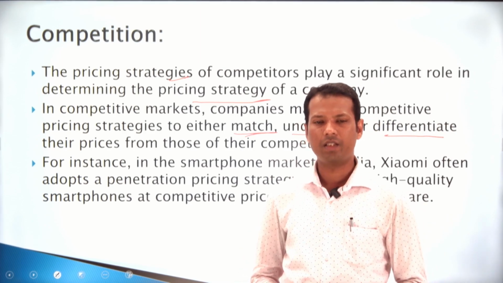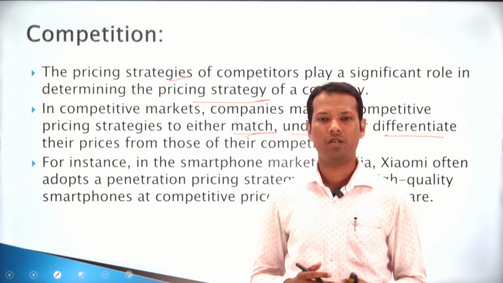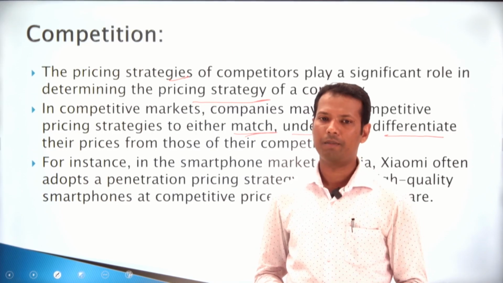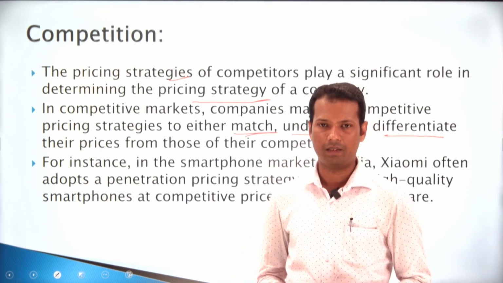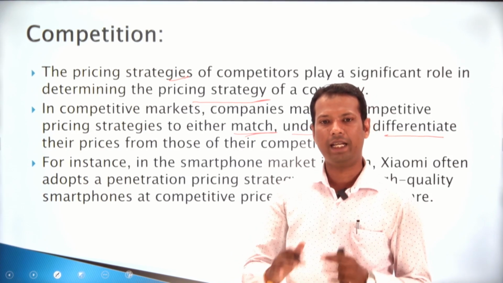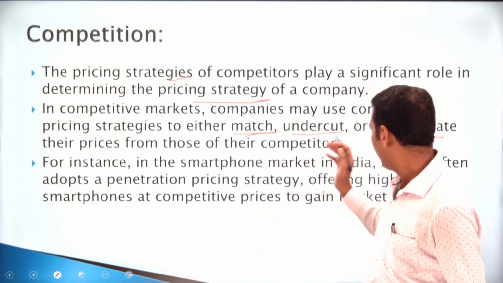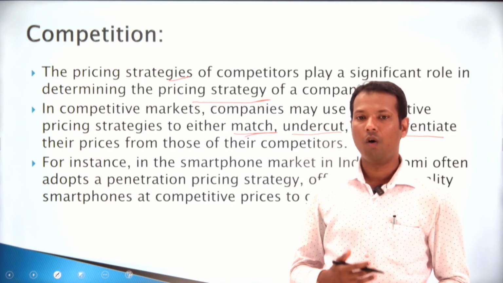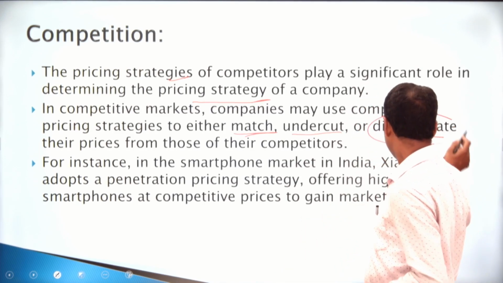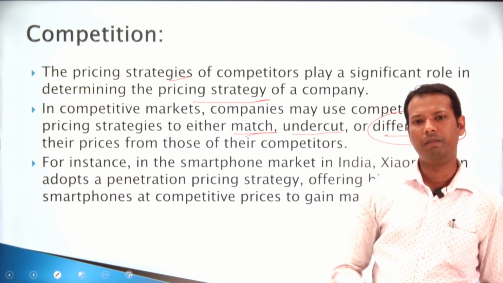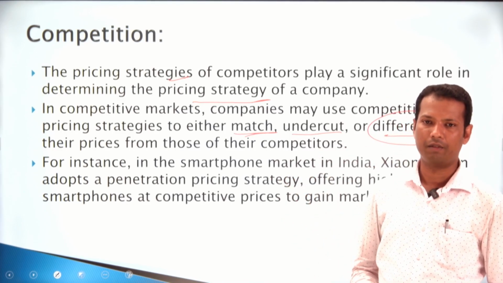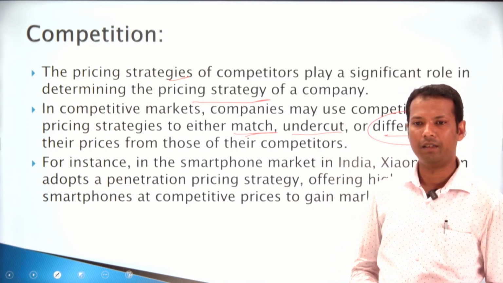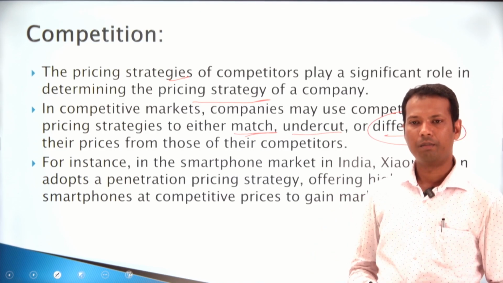There are a lot of competitors in the market already. So either we match the competitors, for example, let's say for a particular product there is a certain price, so either we match their price, or we undercut their price, or we differentiate. Differentiate means maybe we can have a higher price if it is a unique product or has some differentiation in the market.